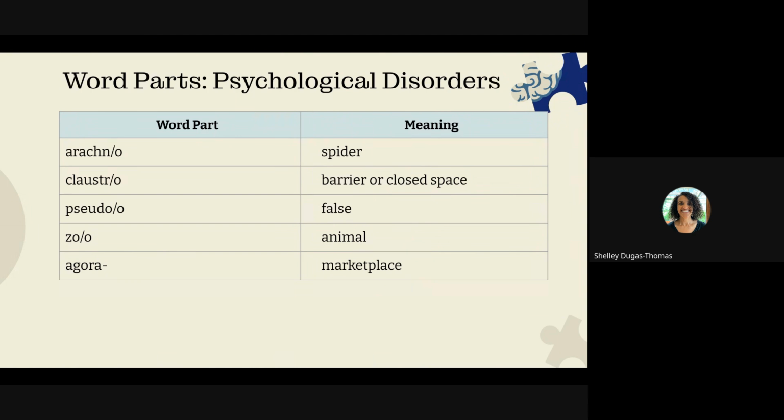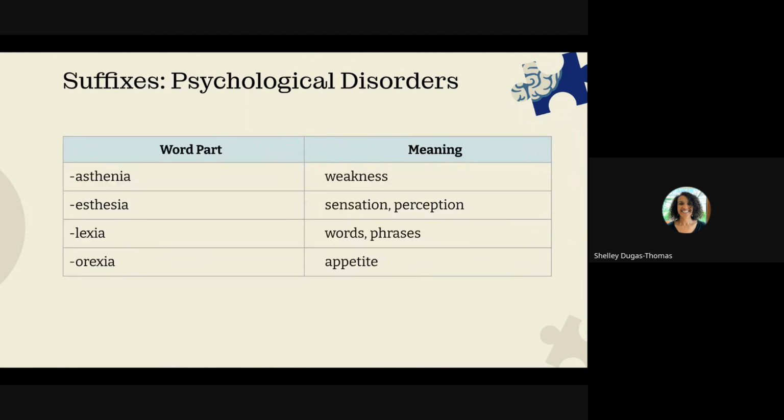So let's look at some combining forms. Arachno, spider. Claustro, a closed or shut in space. Pseudo is false. Zoo is animal, and agora is marketplace or wide open public space. So asthenia is weakness. Esthesia is sensation or perception. Lexia is words or phrases. Orexia is appetite.